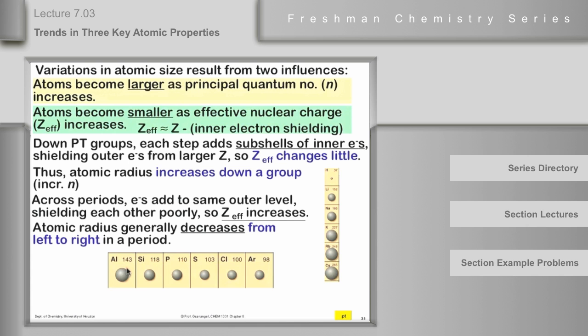Look at this. This is a set of atomic sizes from aluminum over to argon.